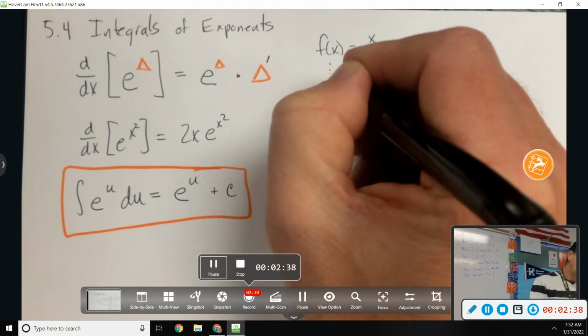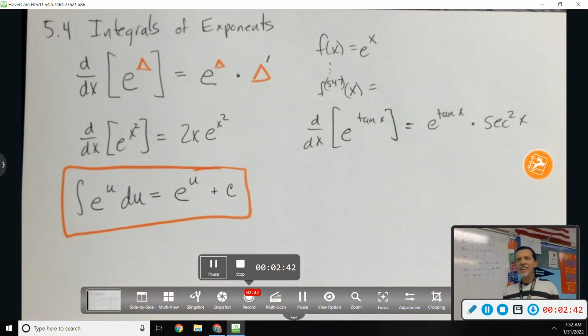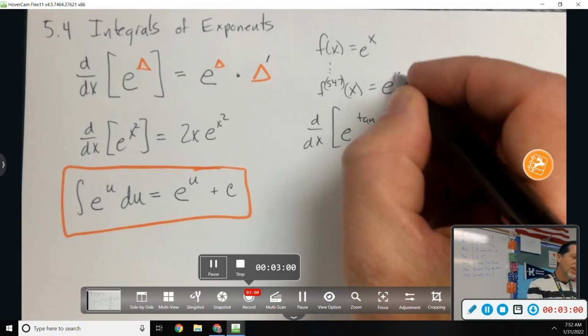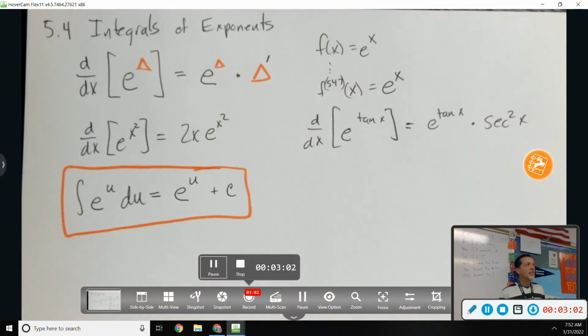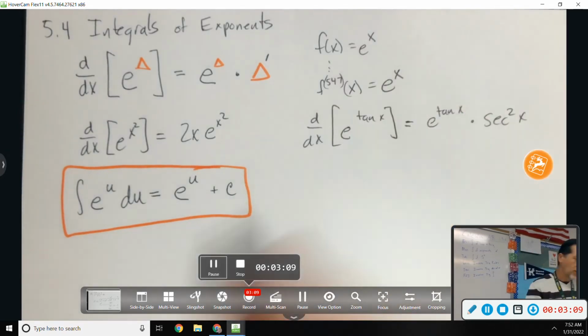Like, what's the 547th derivative of e to the x? Let's back up. What's the first derivative of e to the x? And the second derivative is e to the x. And the third derivative is e to the x. So the 547th derivative is e to the x. That only works when there's not a chain rule. Or I guess I should say when the chain rule is 1. If it was anything else, then this would get a little bit trickier.